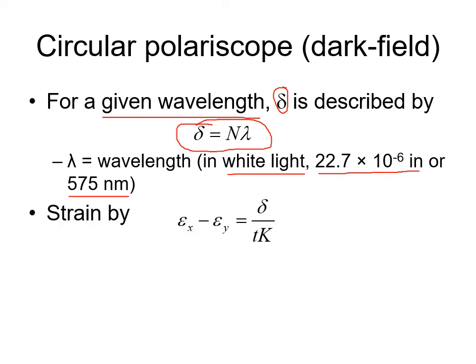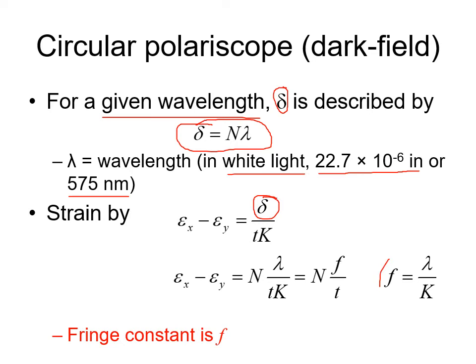So we have our strain relationship here that we recall from before, epsilon sub x minus epsilon sub y is equal to now our delta over tk. Well, now we have an expression for delta. We can replace delta with our n lambda here. When we do that, we end up with this relationship here, epsilon sub x minus epsilon sub y is equal to n times lambda over tk, and this can be reduced further based upon the relationship that f right here is equal to our lambda divided by k, so we can plug that in here. So now our epsilon sub x minus our epsilon sub y is equal to n times f over t here, where f is our fringe constant.